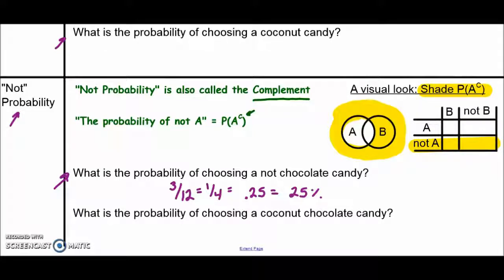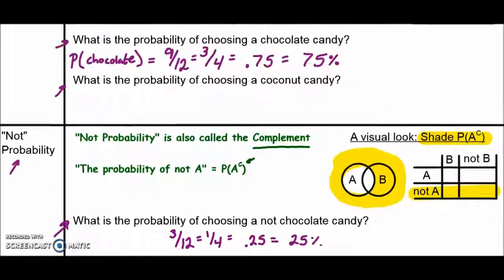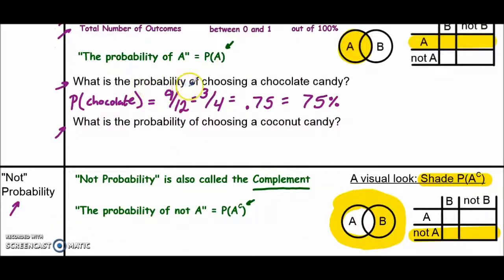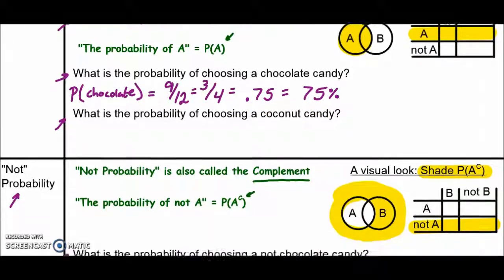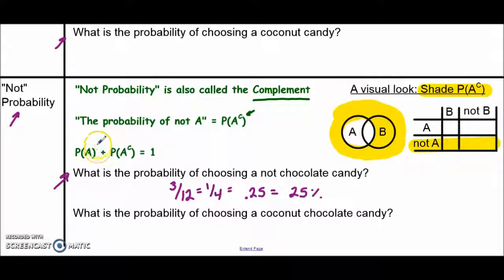Now there's one other thing about not probability or complements that you may have noticed. The probability of choosing a not chocolate candy was 25%. Remember from the first example, the probability of choosing a chocolate candy was 75%. If we add those together, we would get 100%. And that always happens. The probability of a certain event occurring plus the probability of that event not occurring, or the complement, is always 1 as a decimal, or 100%.